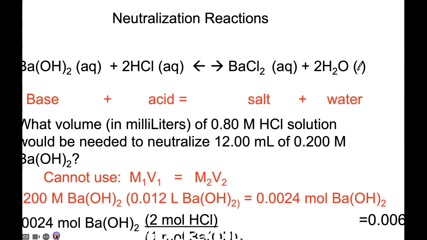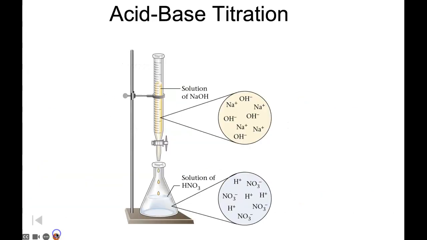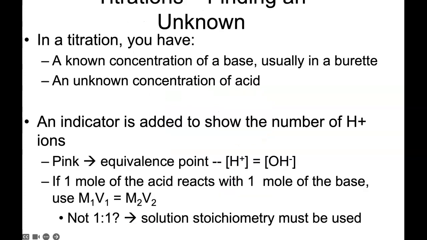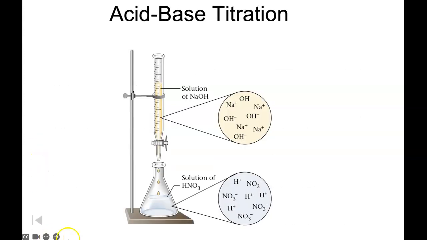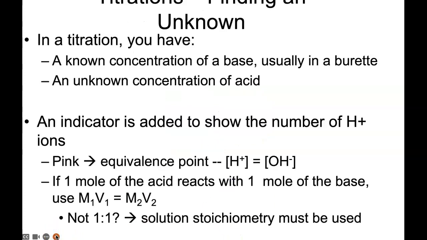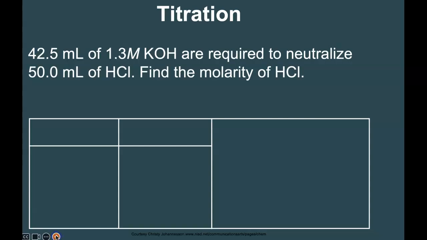All right, so those are the things that you need to know in this unit. Of course, you have your acid-base titration lab that you've done. And when you get to that equivalence point, your hydroxide ions from your base equal the hydrogen ions from your acid. Keep in mind you did use an indicator for that, and because it's a 1-to-1 ratio, you can use the M1V1 there.